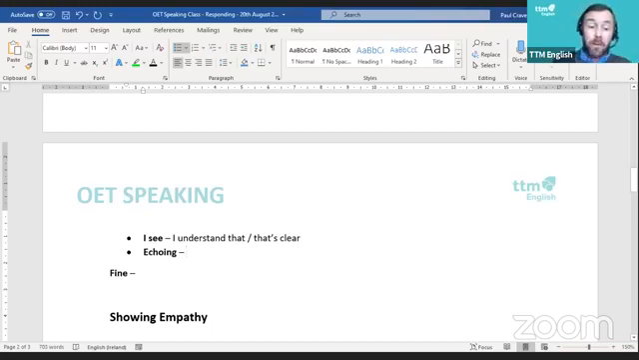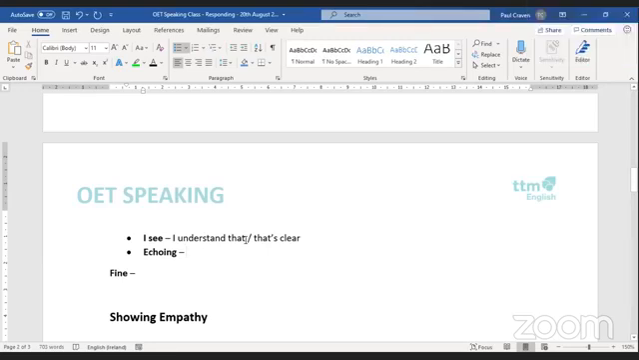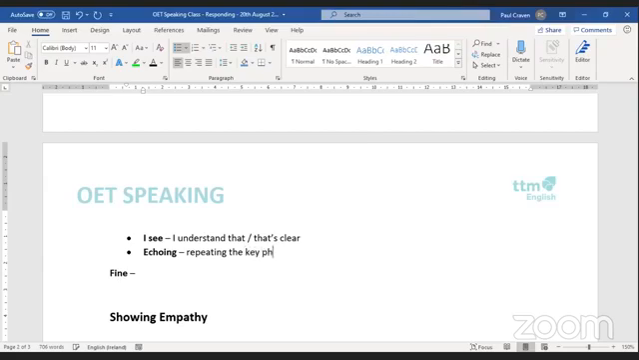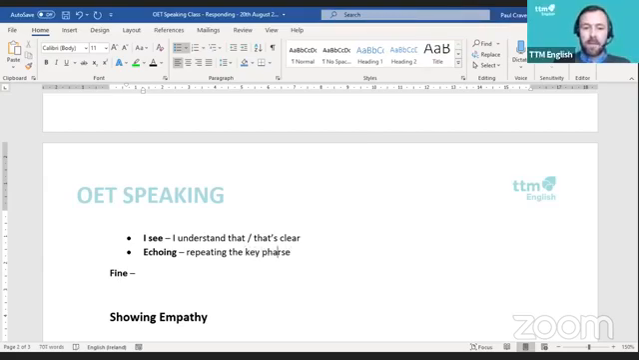Somebody brought up echoing yesterday, which I thought was really good. So what do we mean by echoing? Repeating the phrase of what the patient already said. So if I give you a long description, would you repeat every single word of it? No. Some of it. You paraphrase. You repeat the key phrase, don't you? Yeah, exactly. So repeating the key phrase.